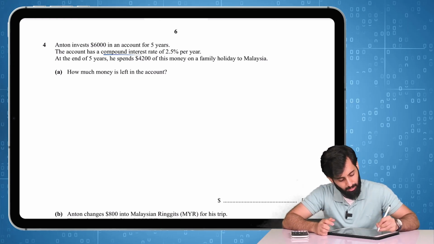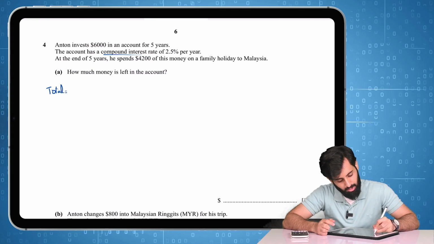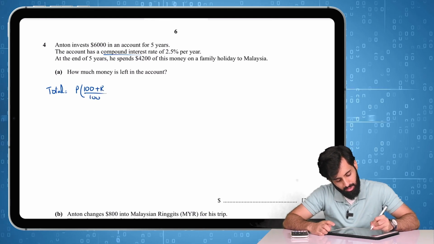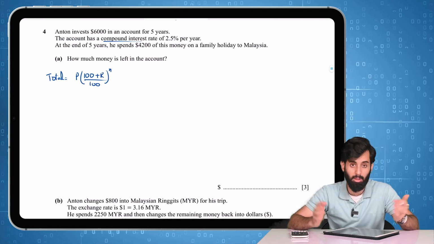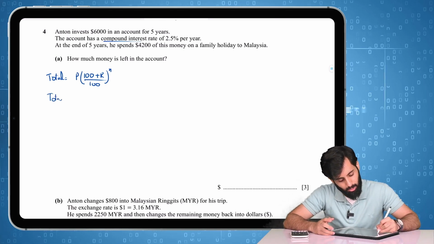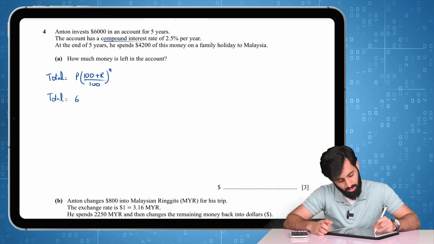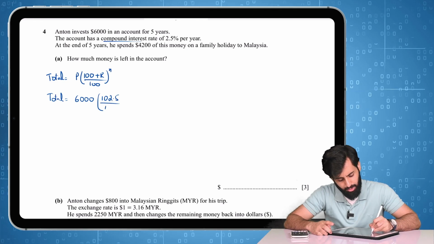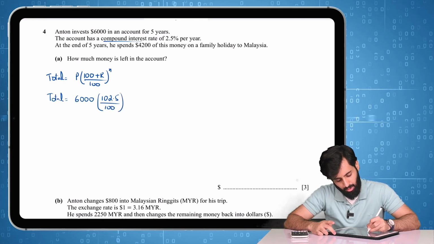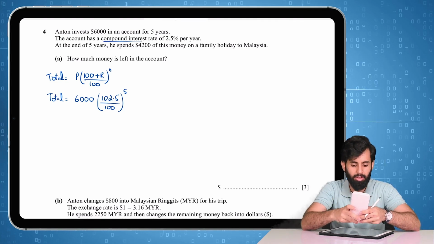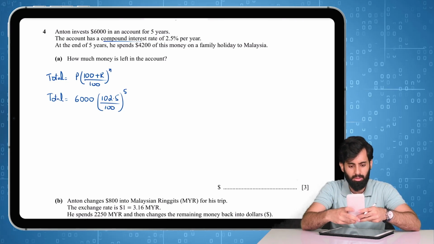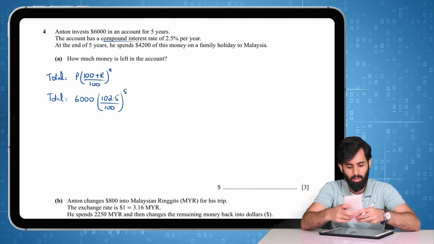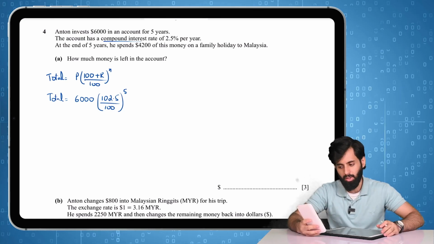So since this is compound interest, the formula that we're going to be using is total equals the principal amount times (100 plus r) upon 100, raised to the power of n, which represents the number of times interest has been added. So total is equal to the principal amount, which is 6,000, times (100 plus 2.5) upon 100, raised to the power of 5. Okay, so I'm going to do this as it is in my calculator. So when I do that, 6,000 times bracket open fraction 102.5 over 100 bracket close raised to the power of 5.